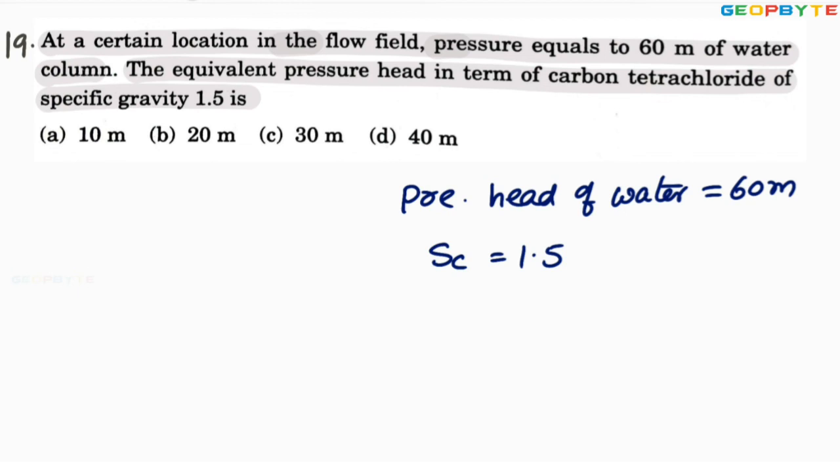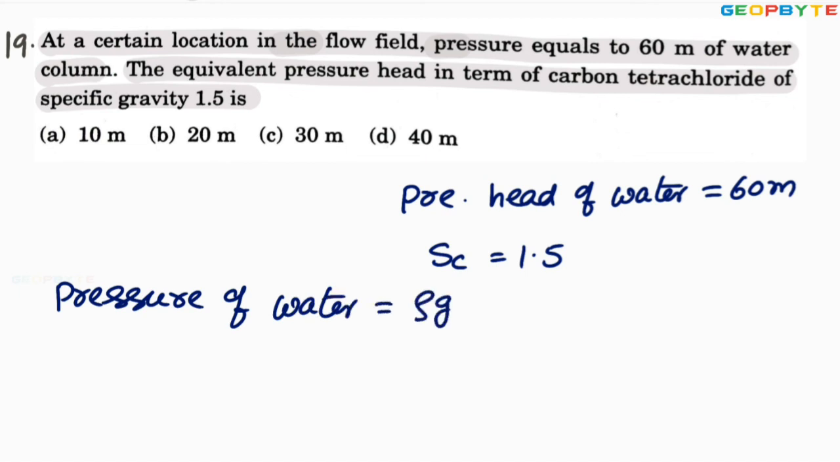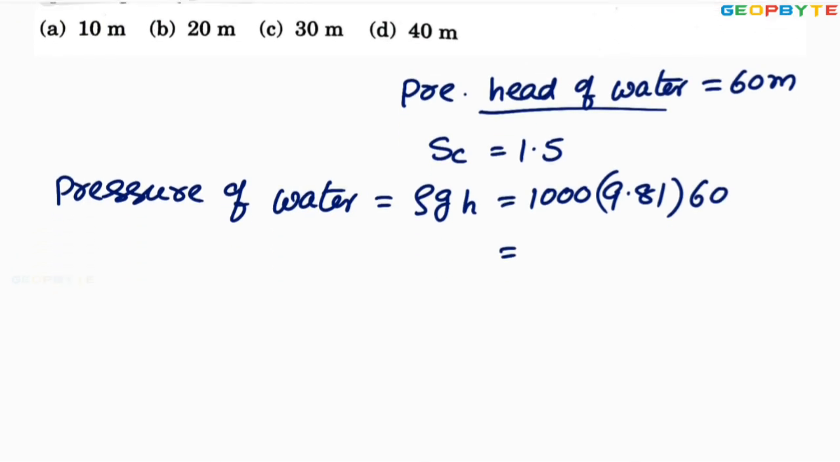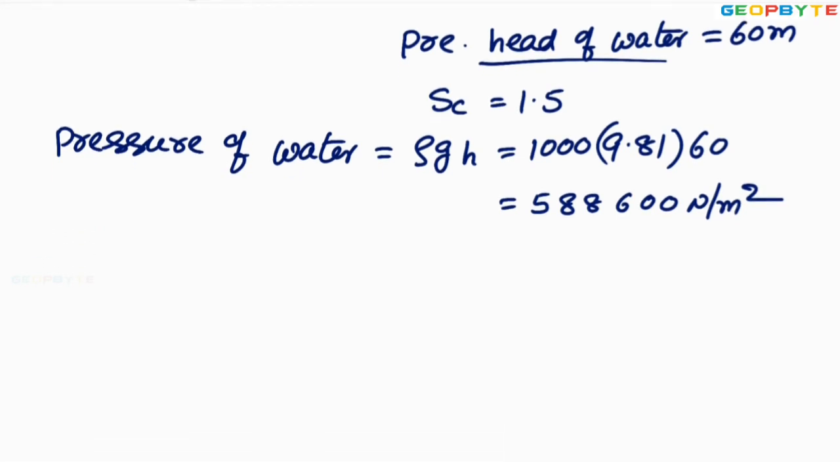Now, first let us find the pressure of water. Pressure of water equals rho into g into height, rho g z or rho g h. Density of water is 1000, g is 9.81, which need not be given, multiplied by the pressure head of the water, 60. You simplify this value for getting approximately 588,600 Newton per meter square. That is the pressure of the water.